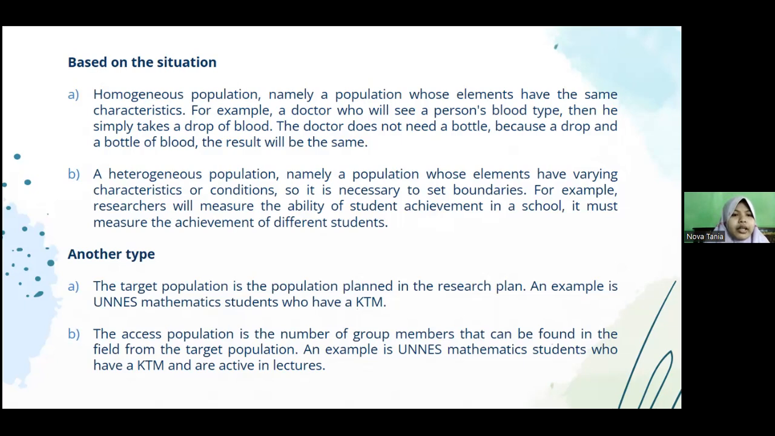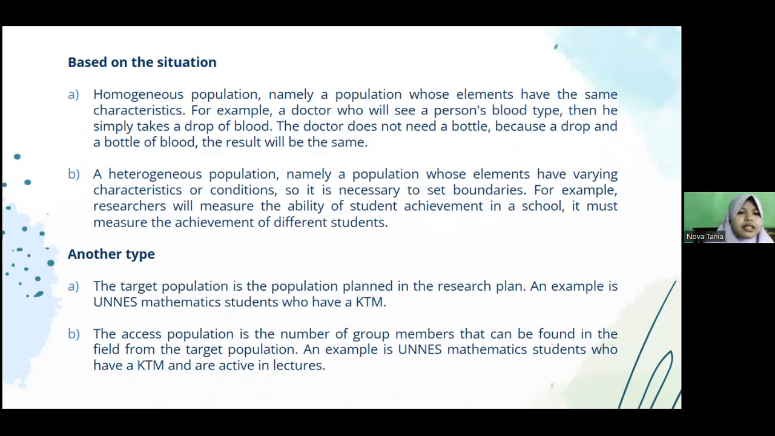And then the heterogeneous population, namely a population whose elements have varying characteristics or conditions, so it is necessary to set boundaries. For example, researchers who will measure student achievement in a school must measure the achievement of different students.